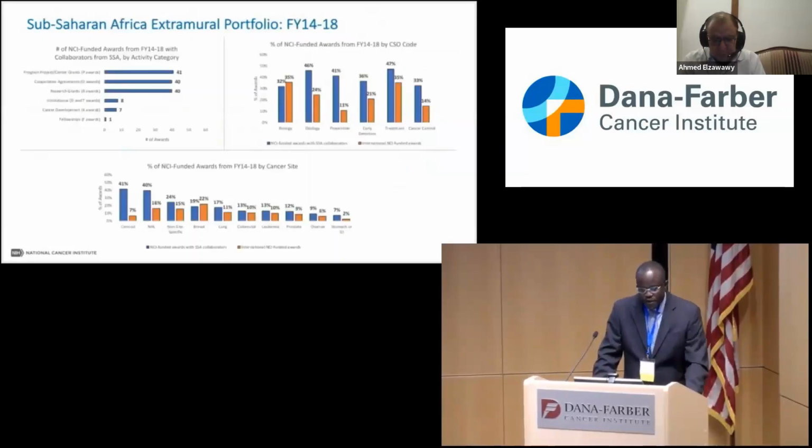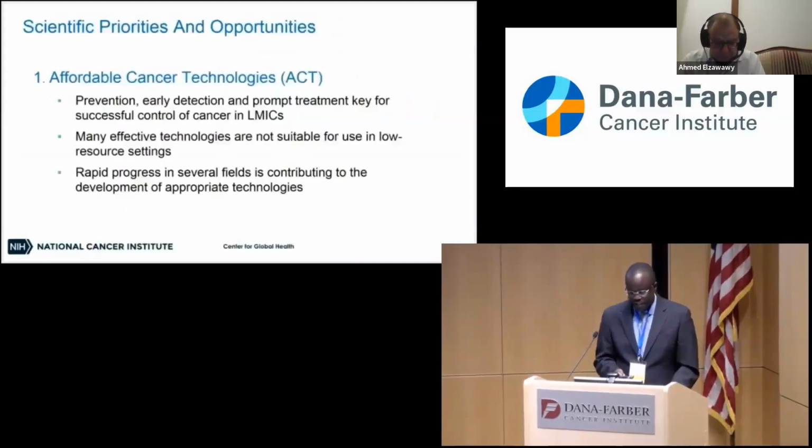Again, this figure here is meant to just show you the breadth of our work. It goes all the way from the basic biology to cancer control. We deal with several cancers in this region, cervical cancer, breast cancer, amongst others. So it's really, really broad work, again, done in collaboration.